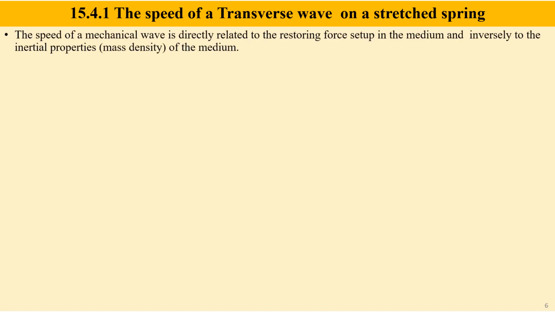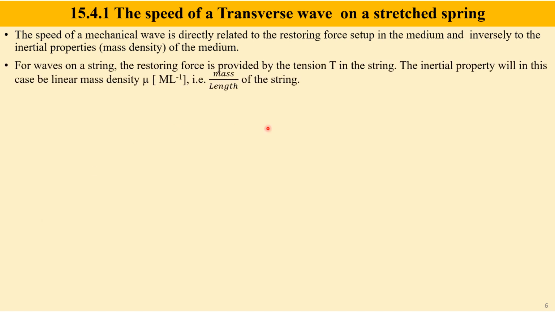For waves on a string, the restoring force is proportional to the tension T in the string, and the inertial property in this case will be the linear mass density, which is defined as mass per unit length of the string, and its dimensions are M L to the power of minus 1. So using dimensional analysis, we can write the speed v as equal to tension T divided by the mass density mu. Therefore, we can write the dimensions of v as M L T to the power of minus 2.